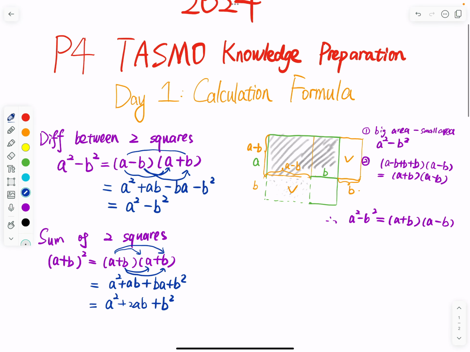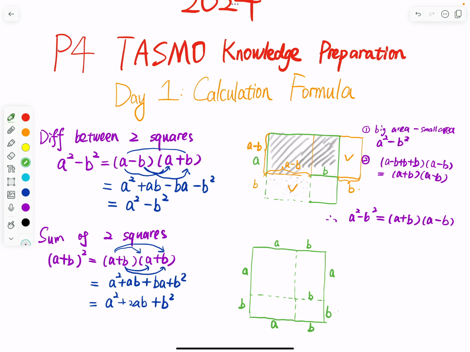But how to prove that in geometry? A plus b squared means I have a square, but this time the side length is a plus b. So that means I can draw here a small square with side length a, and another small square with side length b. So this is b, this is b, this is a, this is a. If I want to calculate the total area of this square, it's just the a plus b squared.